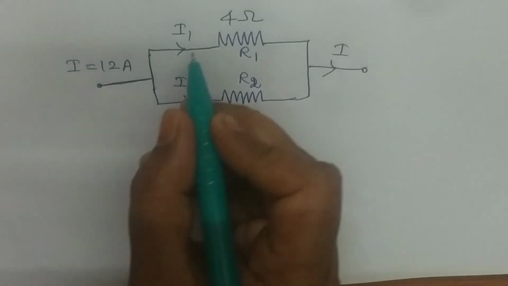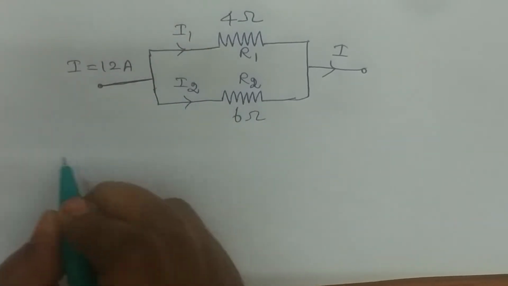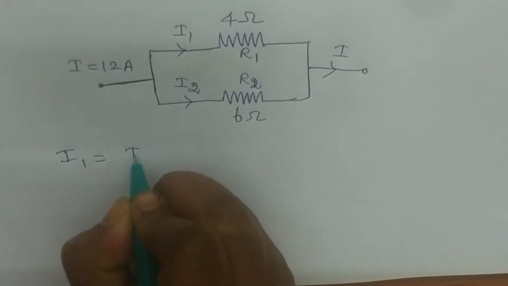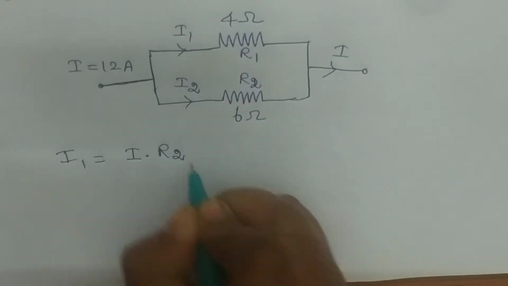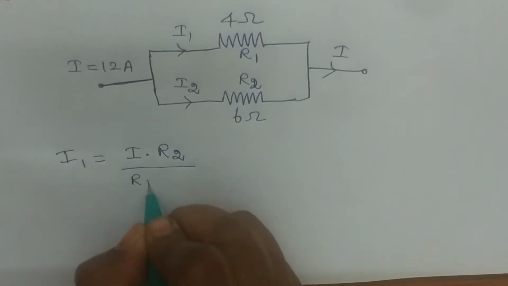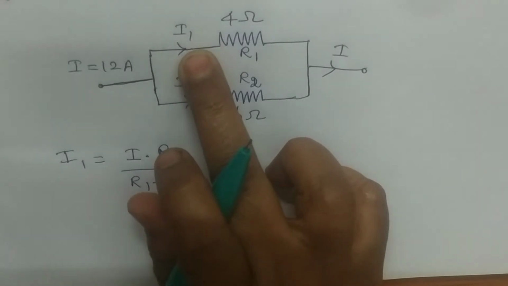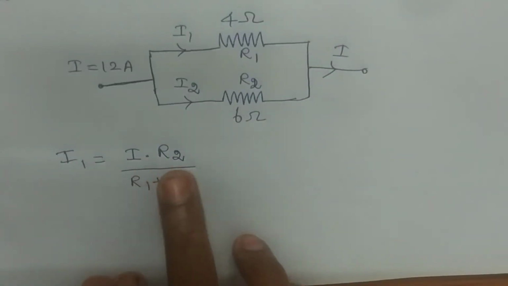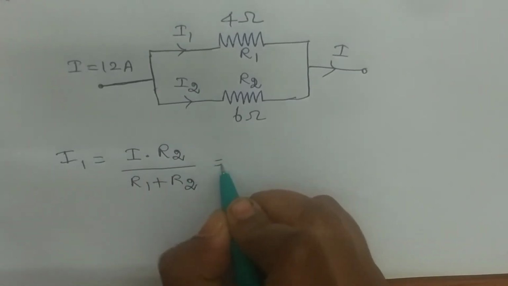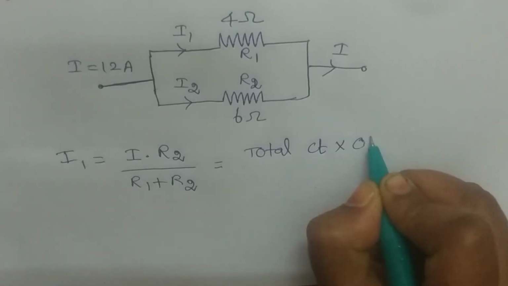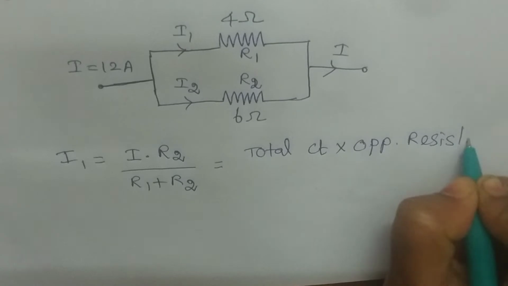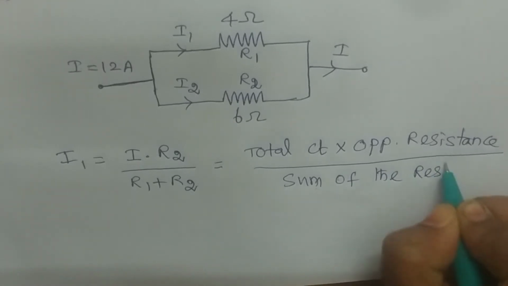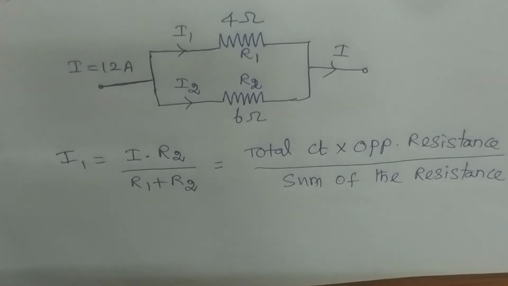Let's find out the current through resistance R1. The current flowing through the resistance R1 is I1. So I1 is equal to the total current into the opposite resistance R2, divided by the sum of these two resistances, R1 plus R2. So the formula for finding the current I1 is total current into opposite resistance, divided by the sum of these resistances.